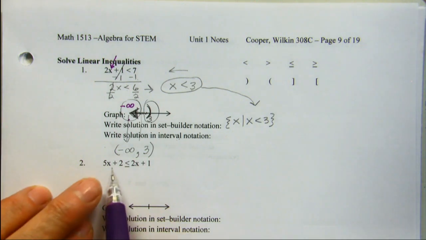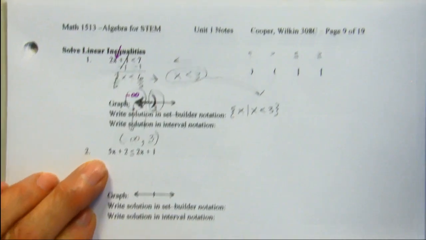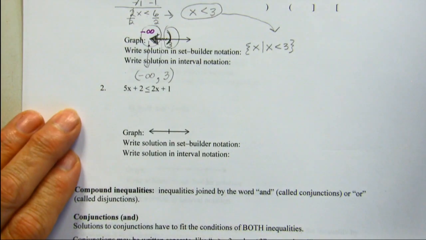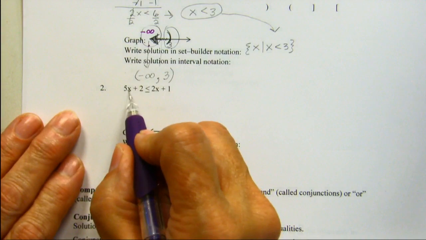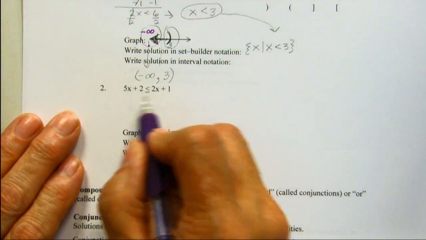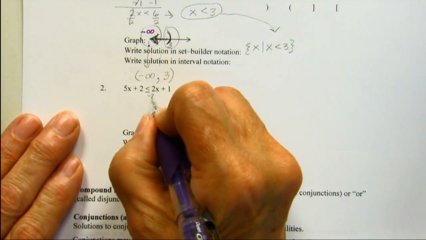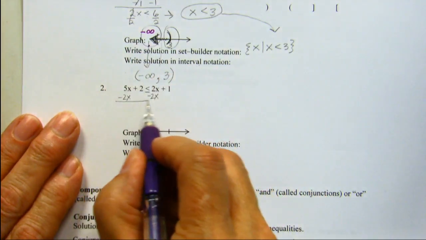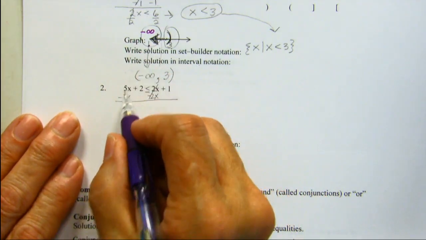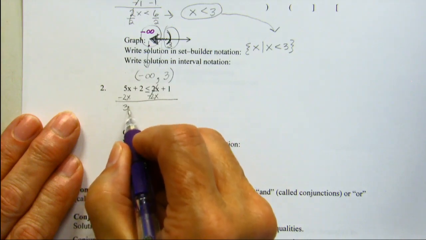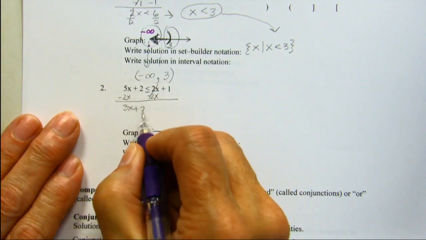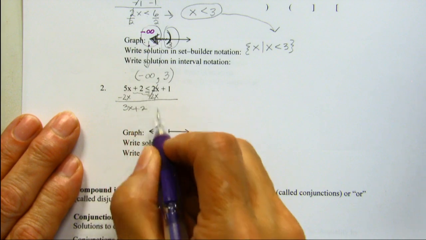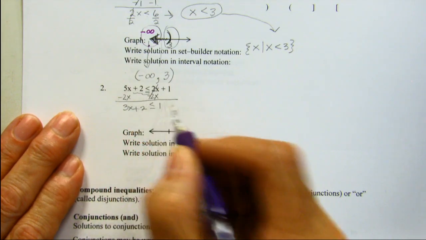The next one, do I have parentheses? Nope, skip step number 1. I do have variable terms on both sides, so I'm going to have to subtract 2x on both sides. 5x minus 2x is 3x, plus 2, bring down your less than or equal to 1.